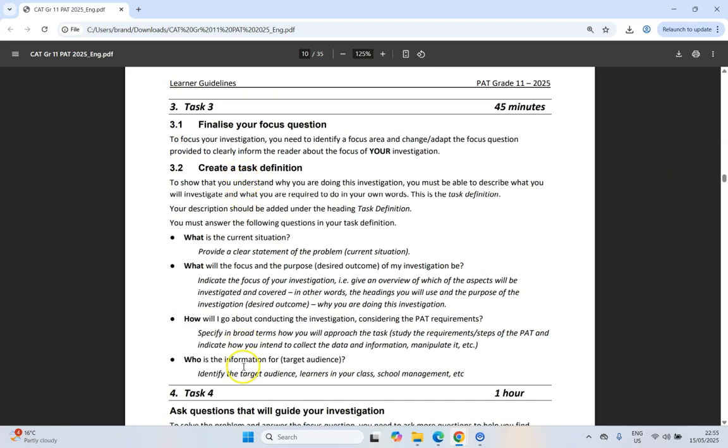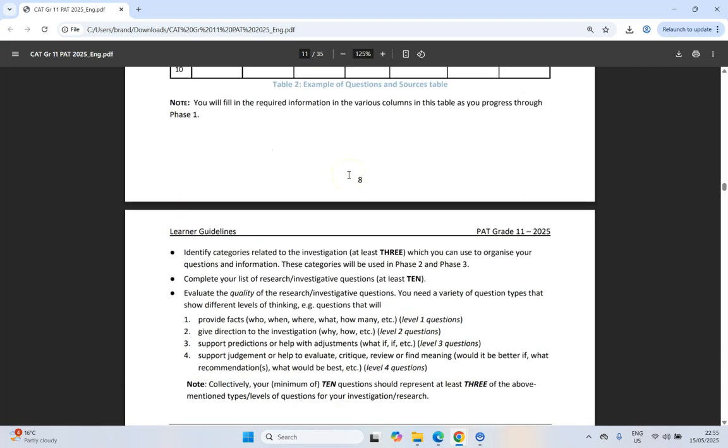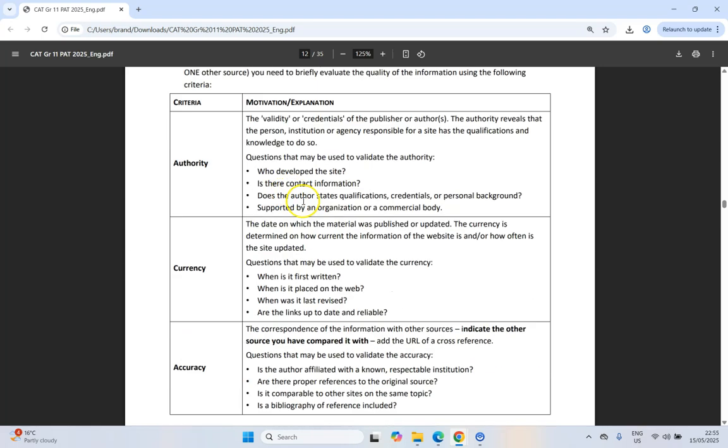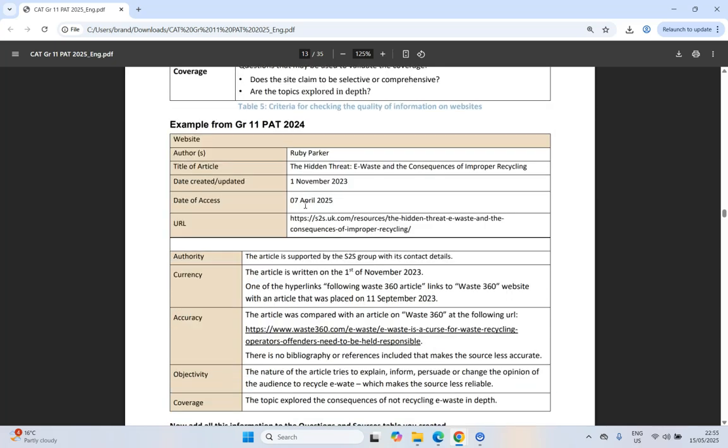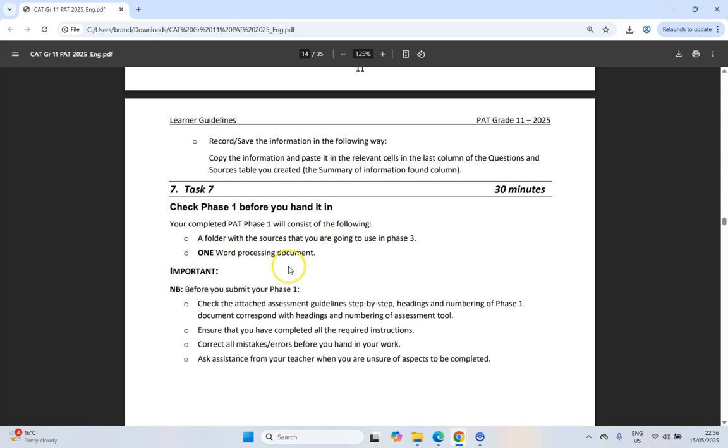Then you're going to have your task definition, and then you're going to have your questions that are going to guide you. A lot of this is very similar to the grade 12. So we've got videos that already cover that. They can help you do all of those aspects. Finding your sources, evaluating your sources. What I do like about this document is they do give you an example of what the sources can look like and the evaluation of the sources, so you can get some idea of how you can motivate that the source is a good source based on the authority, the currency, the accuracy, the objectivity, and the coverage. And then doing your research on that information, finding the summaries. So that's what you're going to be doing for your phase 1.